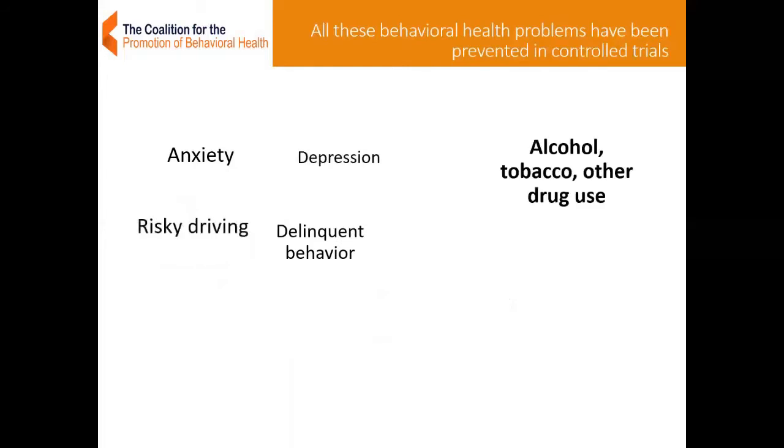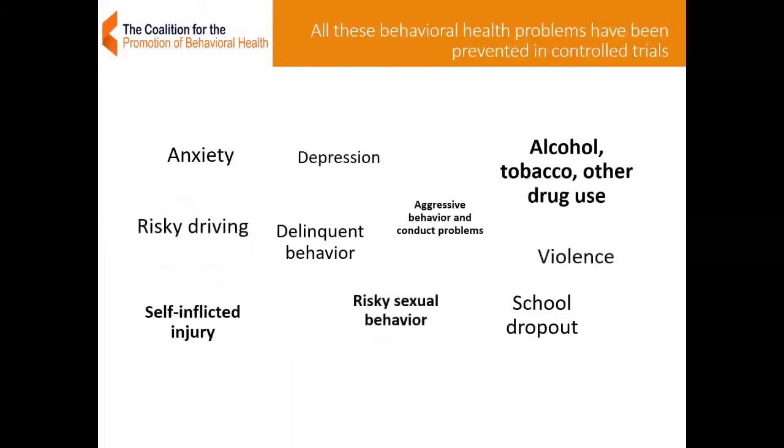So we can say now with confidence, really, that all these behavioral health problems that are showing on the screen have been prevented in controlled trials. And this runs quite a range of behaviors. So mental health problems, symptoms like anxiety and depression are included in this. Substance use, delinquent, aggressive, and violent conduct or behavior, other forms of risk-taking, risky driving, risky sexual behavior, self-inflicted injury, and school-related outcomes. So all of these have been prevented now in controlled trials. Next.